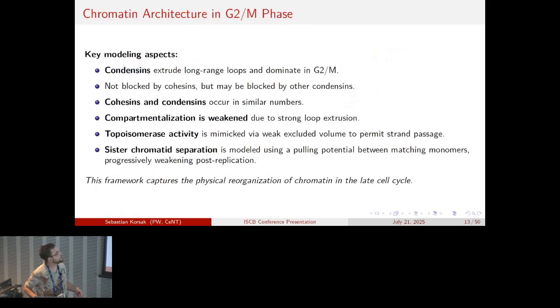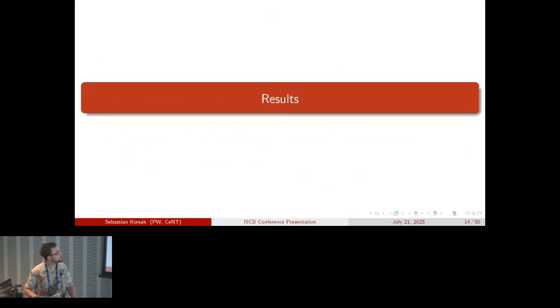And of course, in G2M phase, there are some recent works that speak about it, actually by Job Dekker, that try to model two populations of SMC complexes, cohesins and condensins. They show that condensins extrude longer loops, and the two chains can separate from each other.